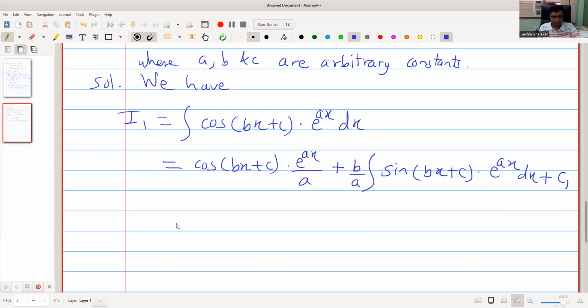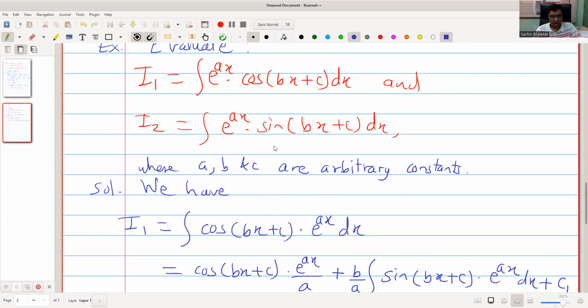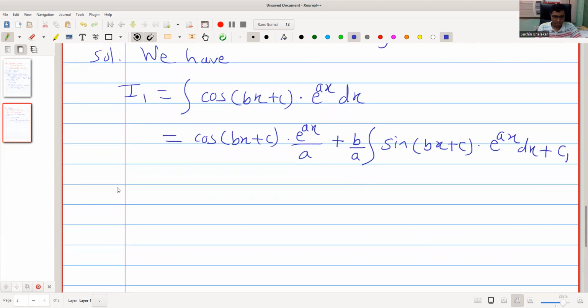Okay. Now, as you can see, this is nothing but I2. Okay. So this is cos bx plus c e raised to x by a plus b upon a into I2 plus constant. Okay. So let us evaluate I2 and then we substitute here. We try to evaluate I2.